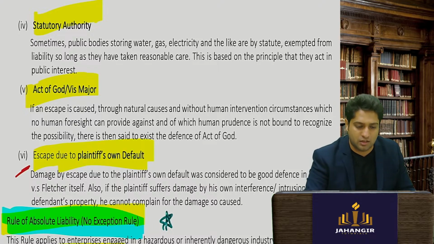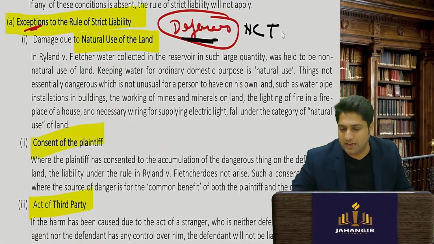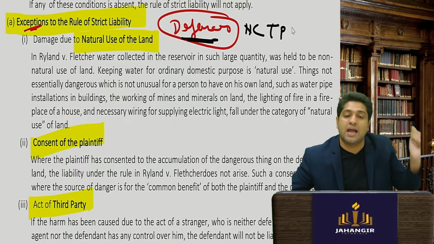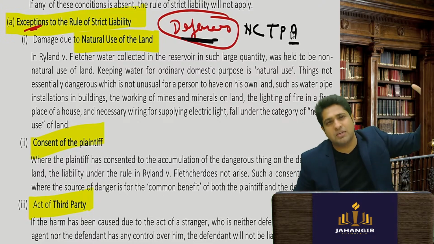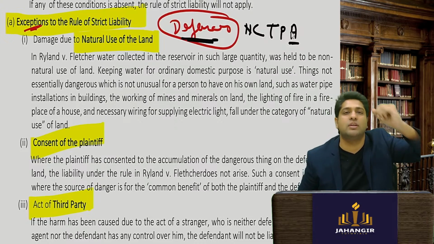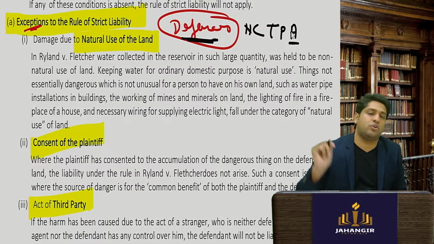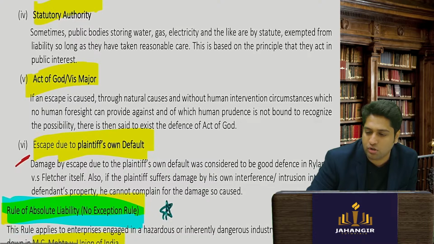Next is act of God and own default. Plaintiff's own default. Okay, he only did something wrong. Act of God. Act of God means what? That if there was an immense amount of rain or there was a massive earthquake, because of which the reservoir burst, so I'll say it was act of God. Clear? Done.